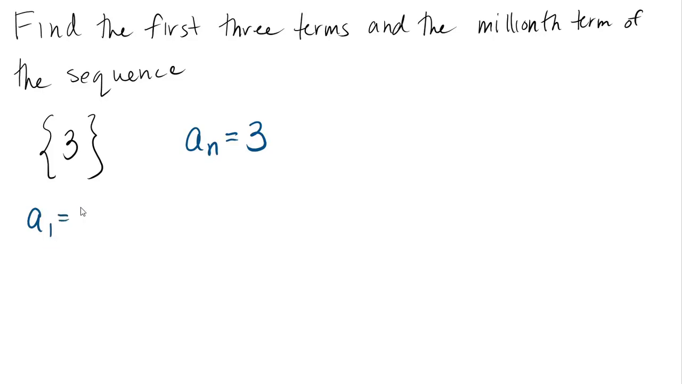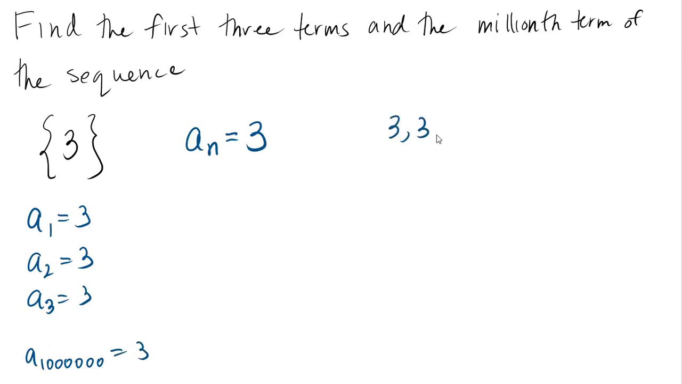So the first term would be 3, the second term would be 3, the third term would be 3. Every term is 3, in particular the millionth term is 3. This is a constant sequence. It doesn't change. It's always 3. 3's forever.